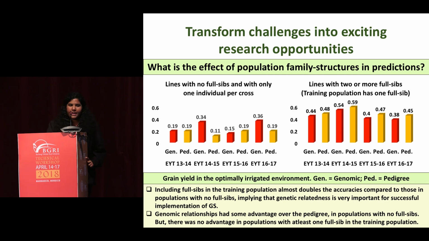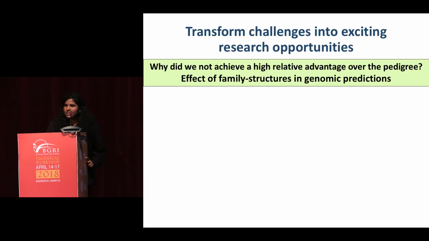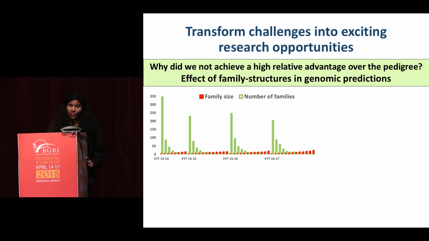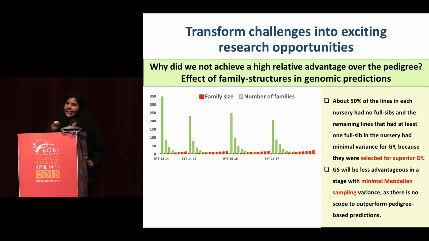So we wanted to go ahead and look at what the family structure is in our nurseries. What we found was that about 50% of the lines in each nursery were single lines that had only one individual per cross. The remaining lines that had at least one full sib in the nursery had minimum variance for grain yield, just because they were selected lines. They were selected for superior grain yield, so there's little chance of a high Mendelian sampling among these full sibs. That's what we found.